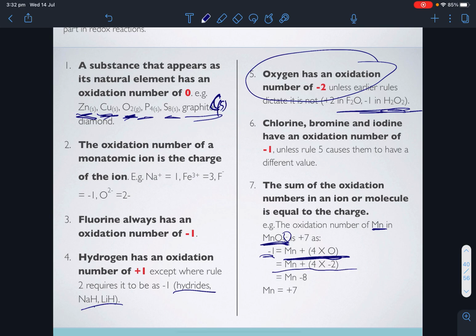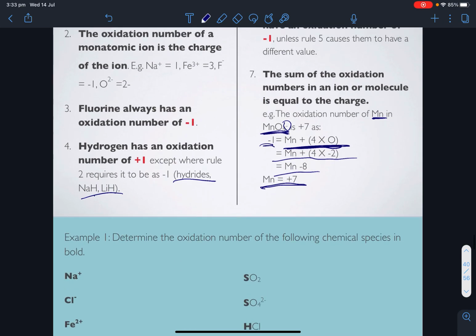Expanding that out, the oxidation number of oxygen is always -2 from rule 5. So -1 equals manganese oxidation number plus 4 times -2. Simplify it down: manganese oxidation number minus 8 equals -1. So the manganese oxidation number equals +7.